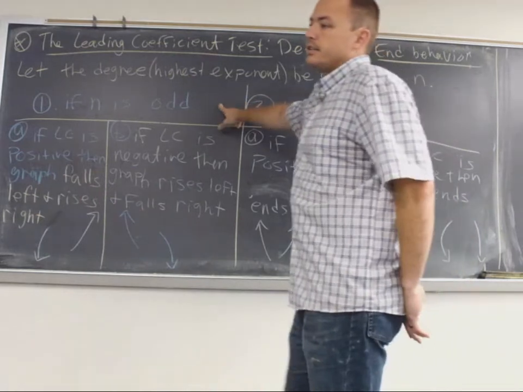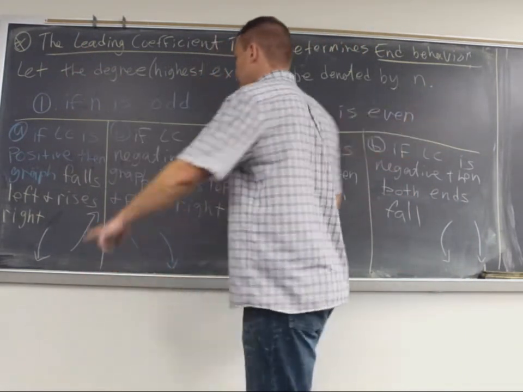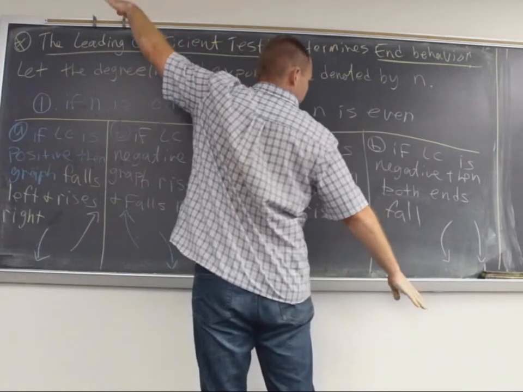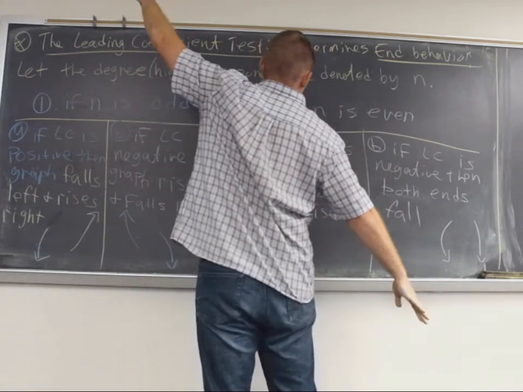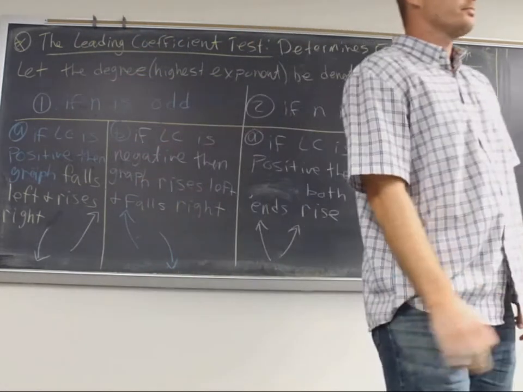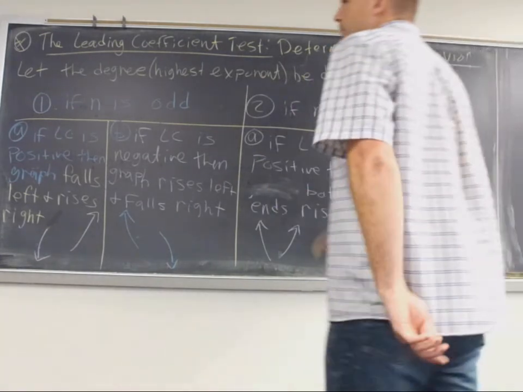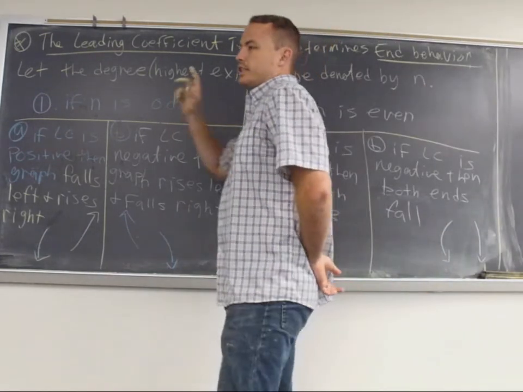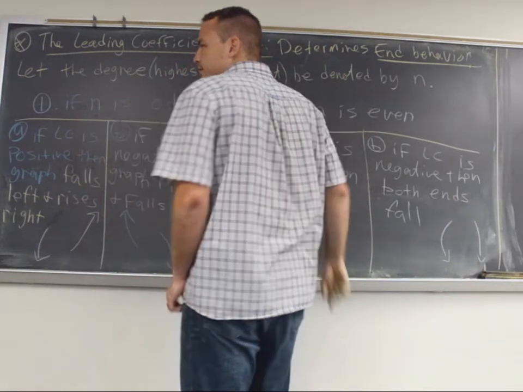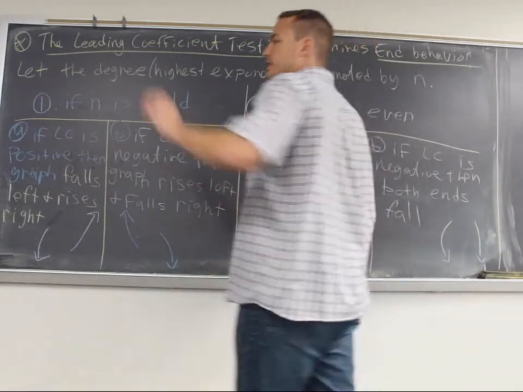Now, if n is odd, that means the ends do opposite. Then we have the LC is negative. So it looks like a negative or a decreasing function, up on the left and down on the right. So that's a real simple and easy way to remember that portion there. Just break it up into chunks like that. The degree is odd, ends do opposite. If the LC is positive, it looks like a positive increasing function. If the LC is negative, it looks like a decreasing function.